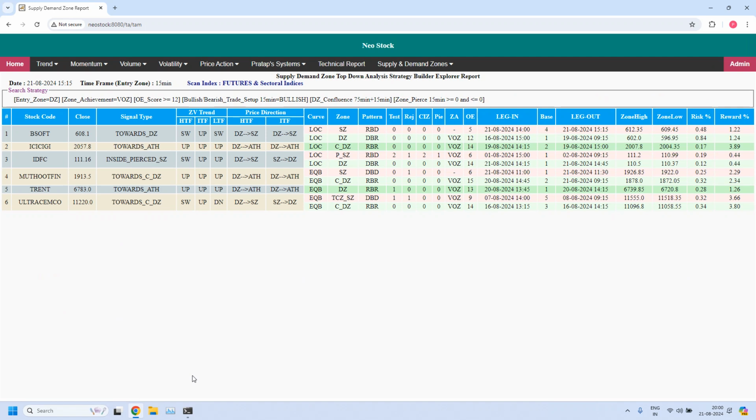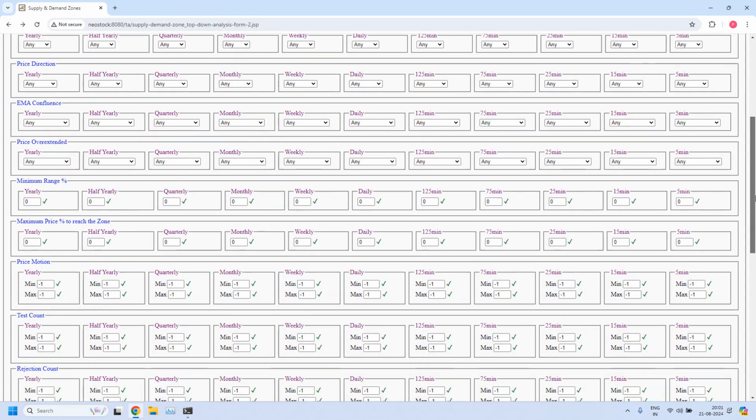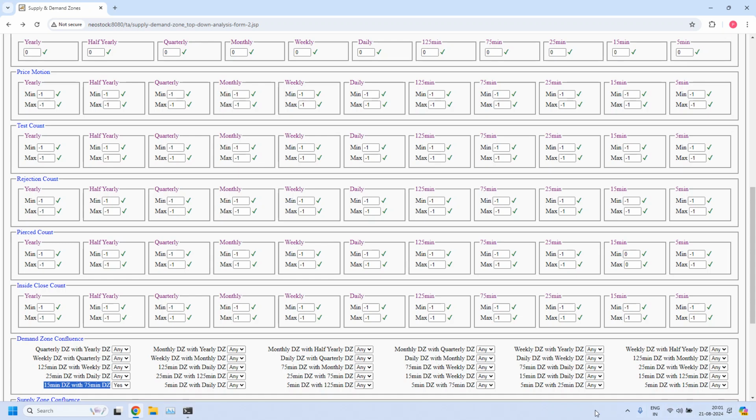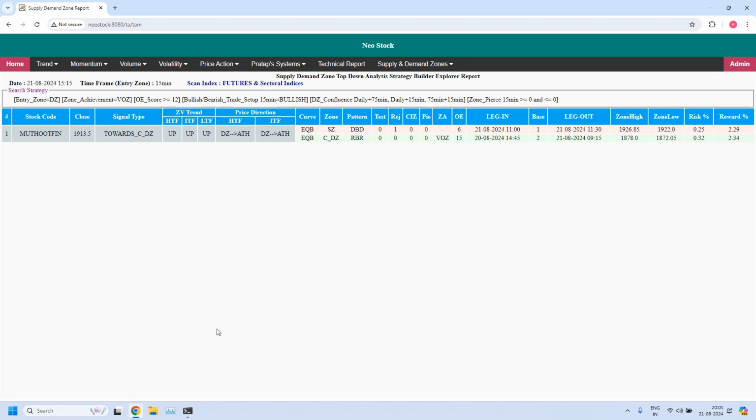Now let's verify any of these stocks are having confluence with even HTF time frame. So we need to add two more filters. 15 minutes demand zone with daily demand zone confluence, and also 75 and daily demand zone confluence also enabled. With all the three filters, only one stock is filtered.